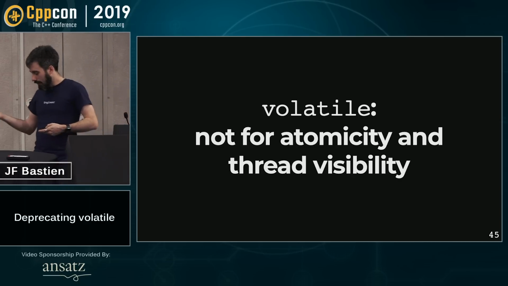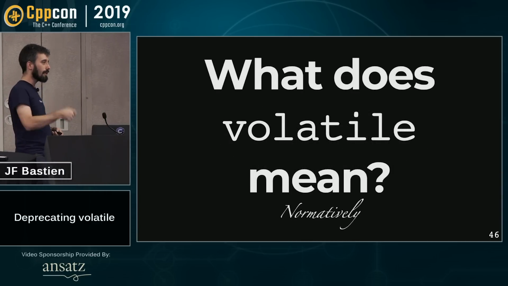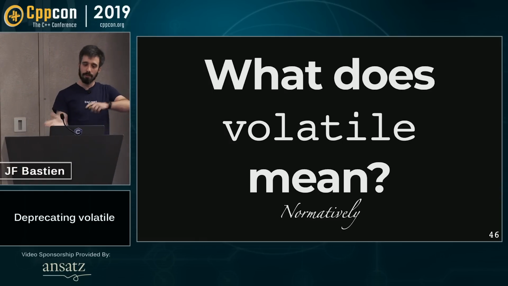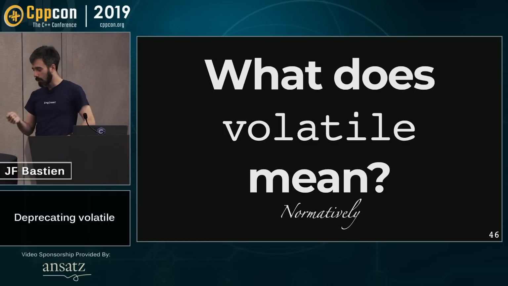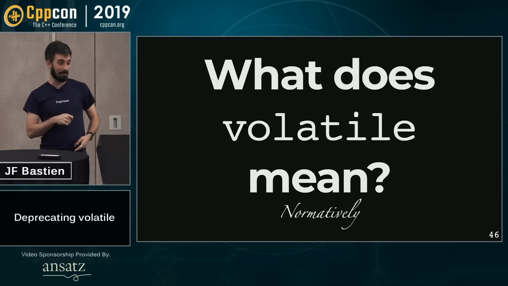So what I want to get into now is what does volatile mean normatively? I went into the standards and tried to figure out what it actually says. Everything before was feelings about volatile. Everything after will be cold, hard truth. Now, it'll still be feelings because you'll be disappointed. Spoiler.